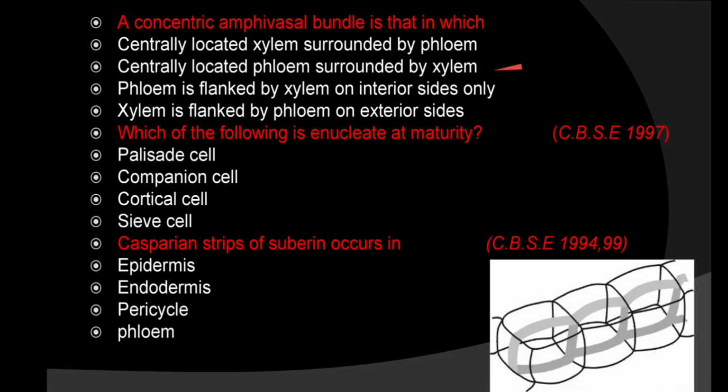Which of the following is enucleate at maturity? So at maturity, in which of these cells is the nucleus not present? In the sieve cell, the nucleus is not there at maturity.